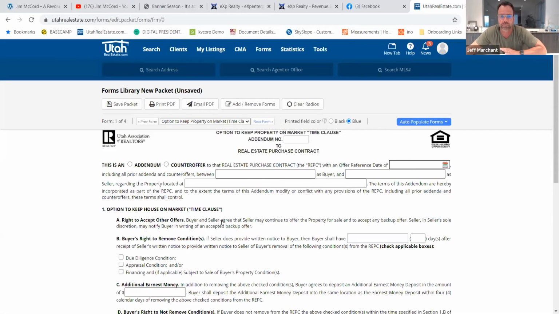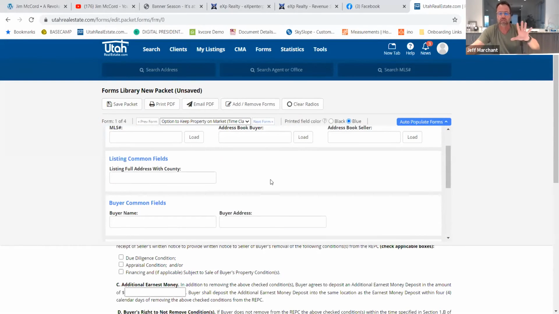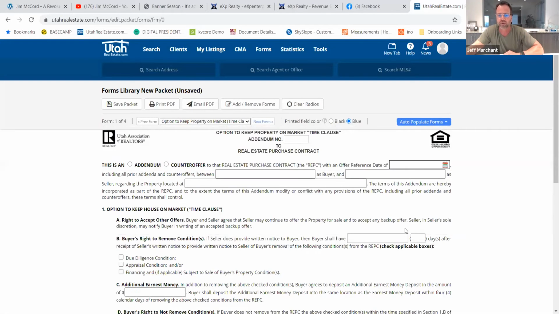So one other little tip before we go through some of the clauses on here: right here where it says auto-populate forms, this is a handy feature to preload data. If you've got a listing, Eric's already shown us this before when we were doing the REPC, but don't forget you can put in your buyer's name, the seller's name, address, all of that, preload it from an MLS right there, and then you don't have to do it on every form.